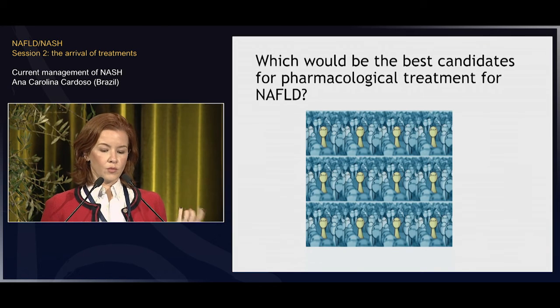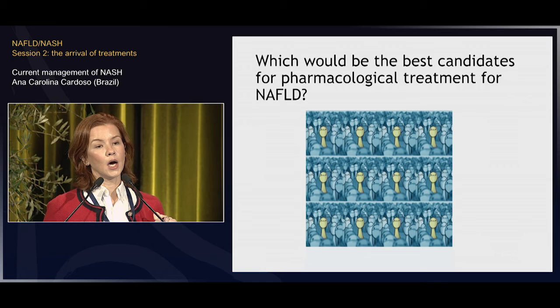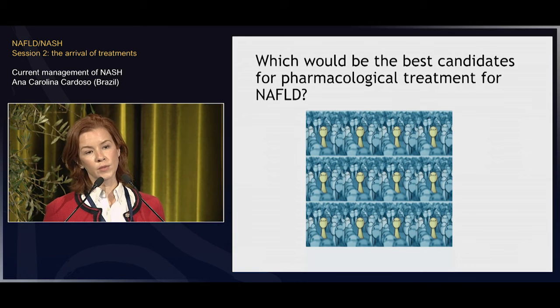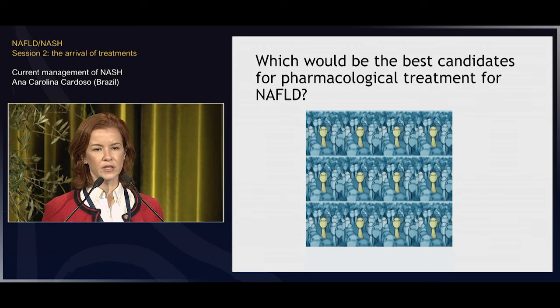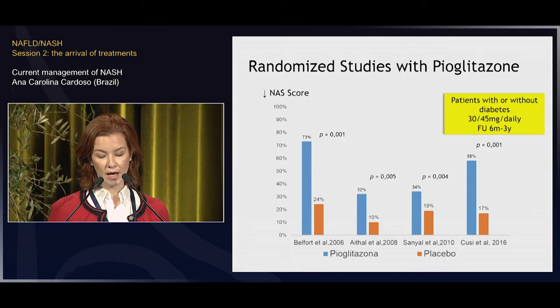And so, which would be the best candidate for pharmacological treatment? Even if we don't have a miracle drug, we have some drugs that we can use. We are not treating all the patients. If you look, for example, at the ISO guideline, we are treating these patients with fibrosis F2. We have to select them to use what we have.